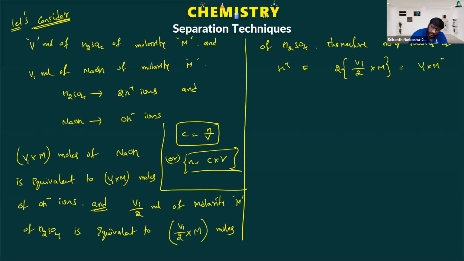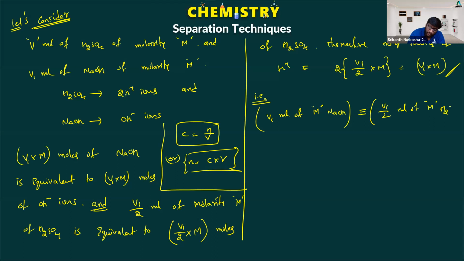That means what I can say now, students, is if I take V1 ml of molarity M of NaOH, I require V1 by 2 ml of H2SO4 of same molarity for the neutralization. That is, ultimately we can say V1 ml of molarity M NaOH is equivalent to V1 by 2 ml of molarity M H2SO4.